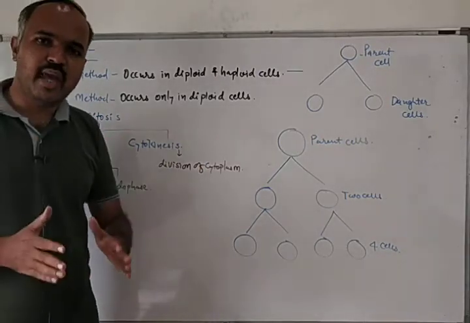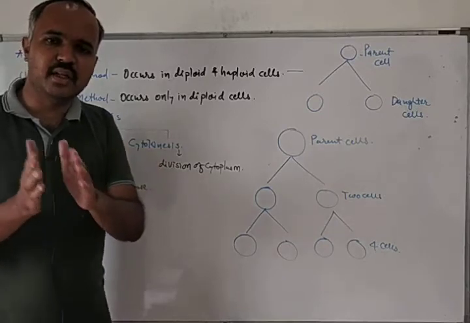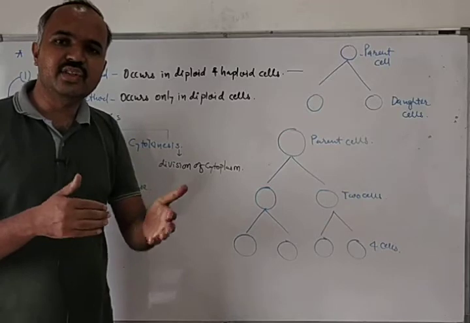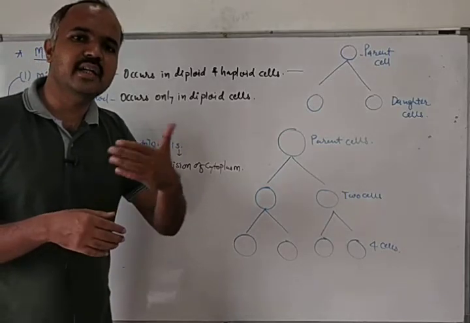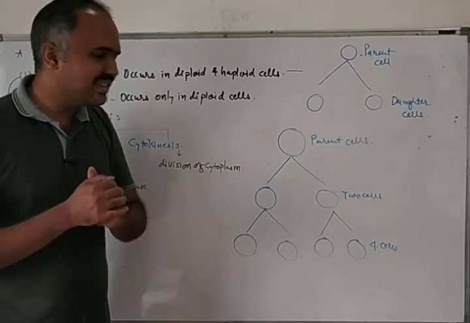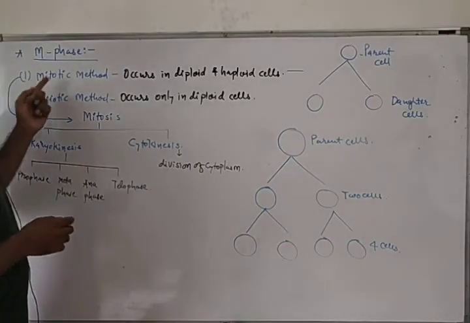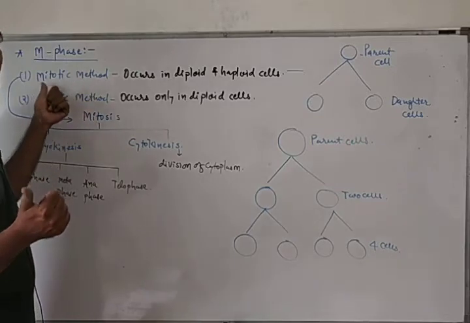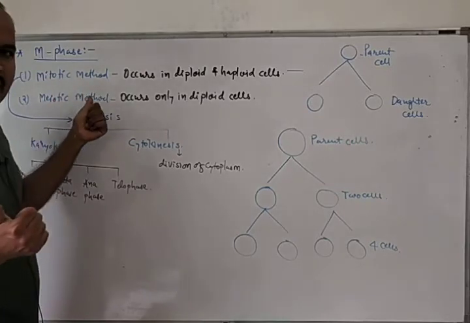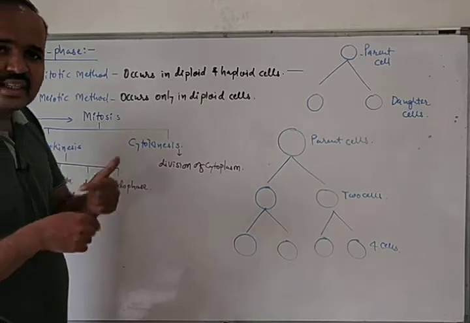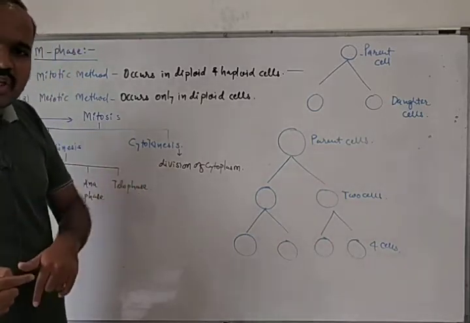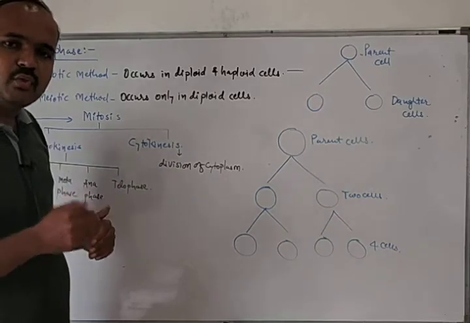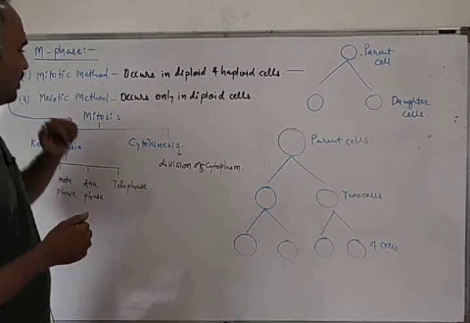So M phase is the shortest phase of the cell cycle, and during this phase the cell divides into two daughter cells or four daughter cells. So let's learn about that. In the previous video we saw that M phase can occur via the mitotic method or via the meiotic method. It can occur via two methods, mitotic method and meiotic method.